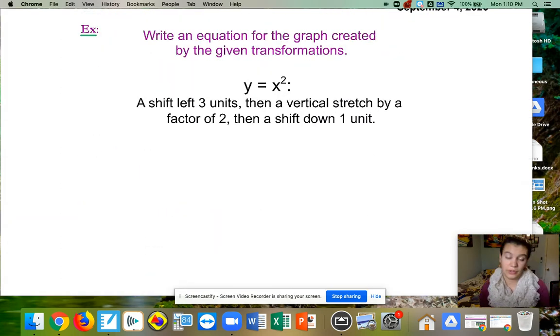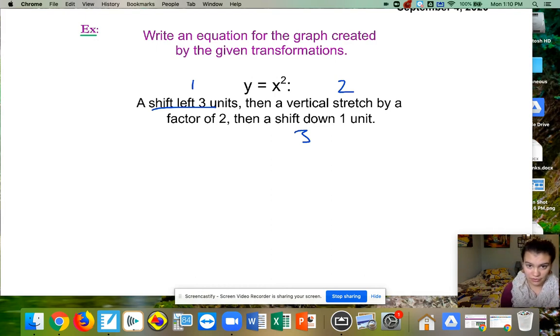All right, going the other direction. So now we have the basic function is x squared, and you want to say, what does it become? When you go left 3 units, a vertical stretch by a factor of 2, and then you shift down 1 unit. So you want to do these in order. So I'm going to say this is 1, 2, and 3. If you do it out of order, you're going to get a different answer. So I'll show you that later.